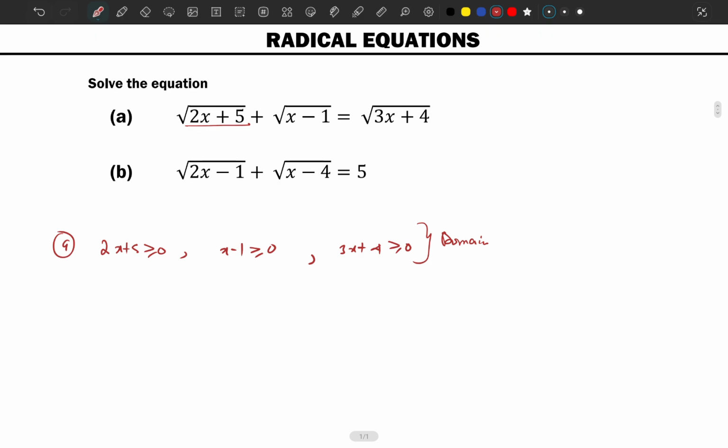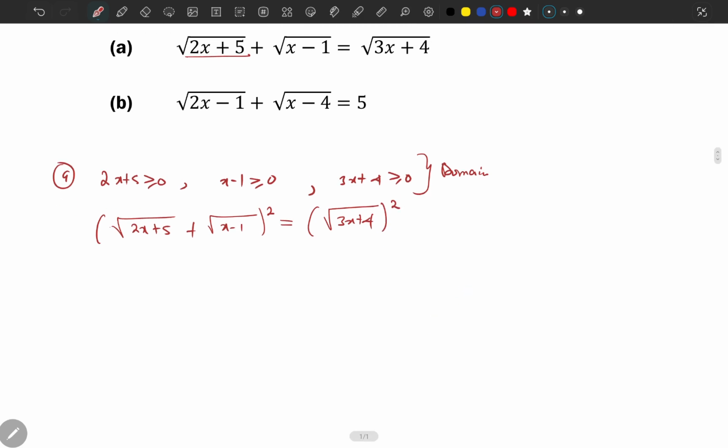Let's now start solving the equation. Since we have all of them under the root, you can just square both sides. So I have the root of 2x plus 5 plus the root of x minus 1, and then you square, also squaring the other side. Squaring both sides allows you to eliminate one of the roots.